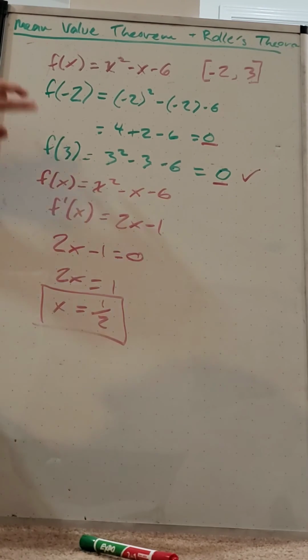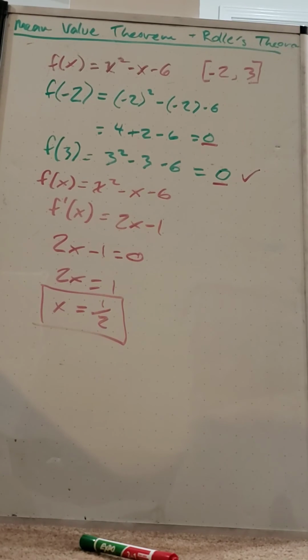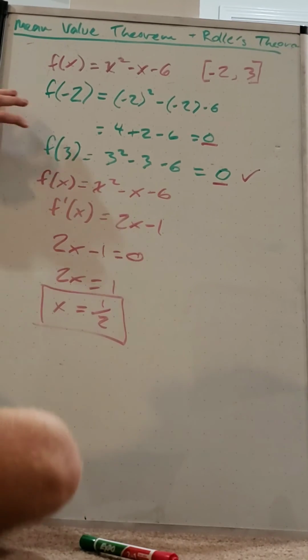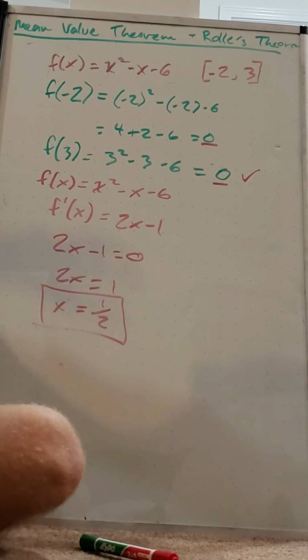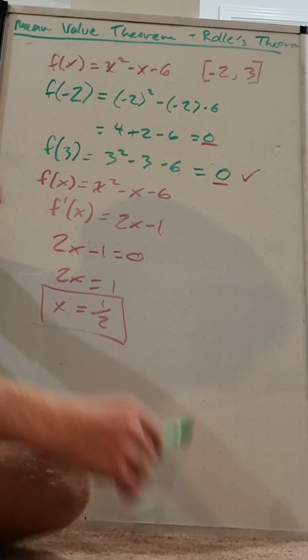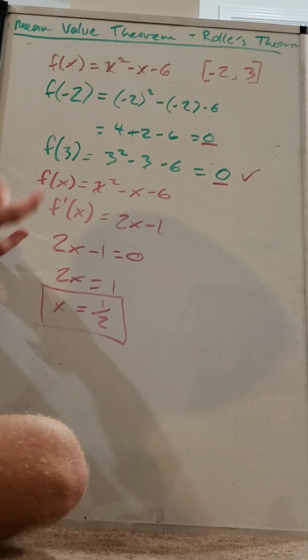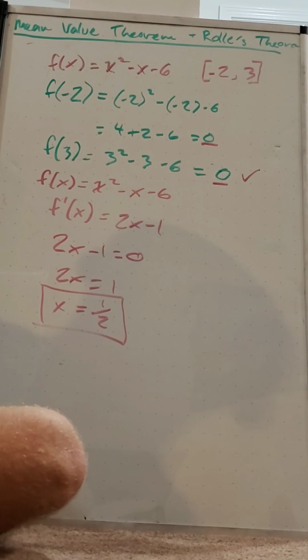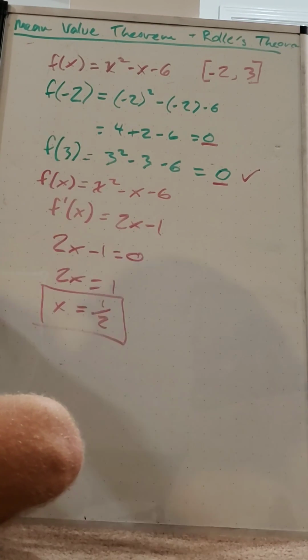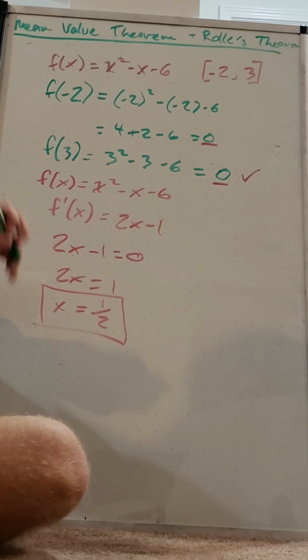And if these are not the same, then the mean value theorem applies. And it just says that somewhere on the interval, the derivative equals the average rate of change, which is f of b minus f of a over b minus a, because that's the slope formula. All right, so that is the mean value theorem and Rolle's theorem, and yeah, that's it.